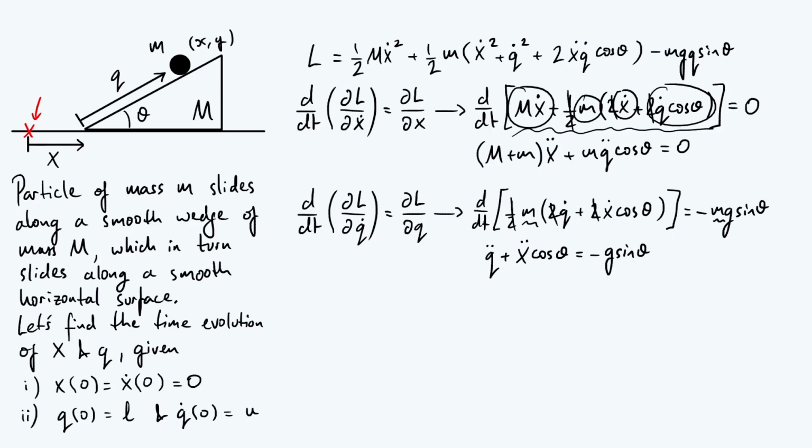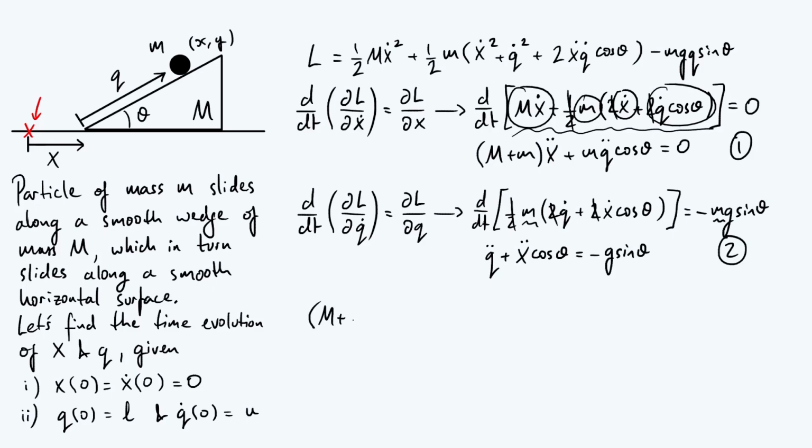So just to summarize the results of what we've got so far, we have equation 1, I'm going to call it, this one here, and equation 2, which are both linear second-order differential equations for x and q that we're trying to solve. And so we can just solve these as a pair of simultaneous equations, and I'm going to do that by rearranging the second one for q double dot and substituting that back into the first one. So let's write out the equation that we get from that substitution.